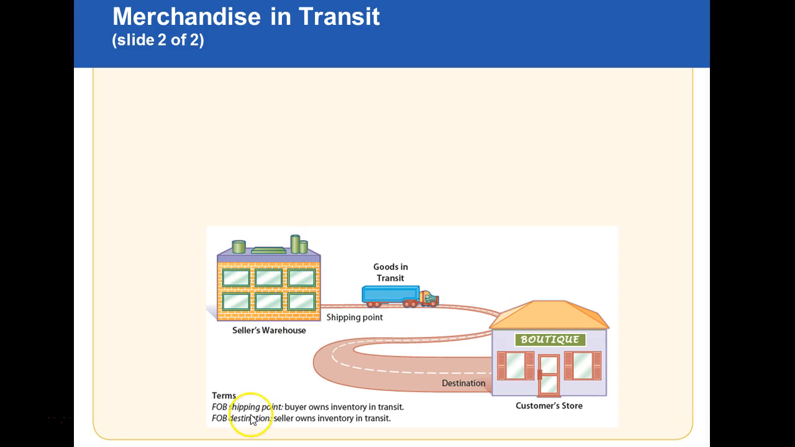If it's FOB destination, that means we don't own these goods while they're being shipped, because title only transfers when they hit our boutique. Does that make sense? So with the shipping point, we own them at the warehouse. Correct. And we also pay for the shipping. Correct.